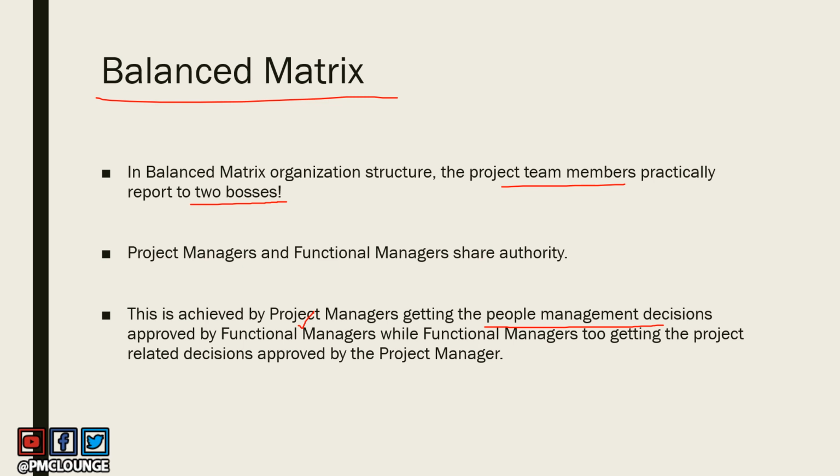Similarly, if there is any project related decision that needs to be taken, the functional manager needs to walk that decision through the project manager, and only once the project manager approves it, that is implemented. So that's the difference between the balanced matrix organization and other types of organizations. This is where both the project managers and the functional managers share equal authority and they work in tandem.